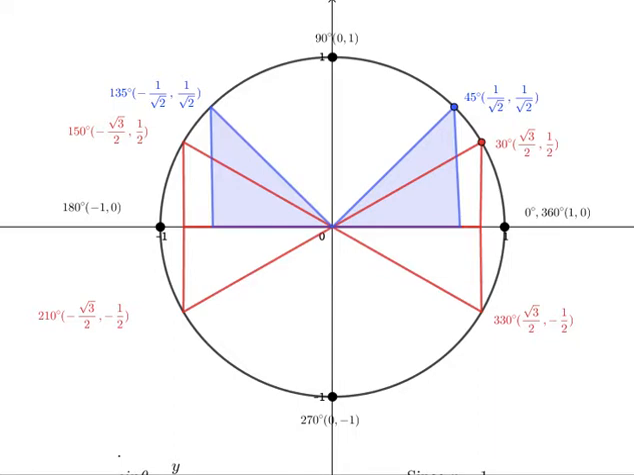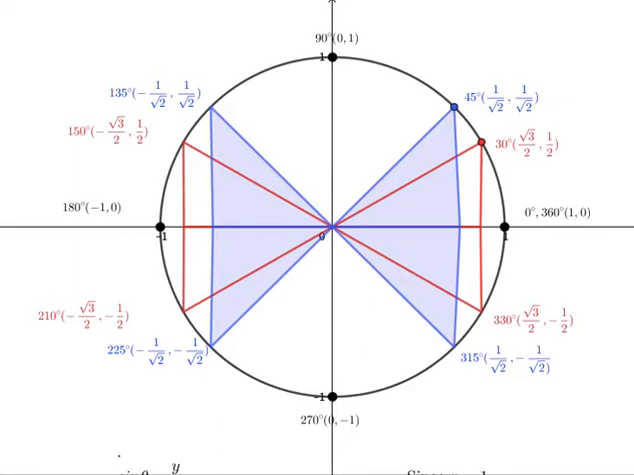The third related angle in quadrant number 3 will be 45 degrees more than 180. Similarly, the related angle in quadrant number 4 to 45 degrees is 45 degrees less than 360.